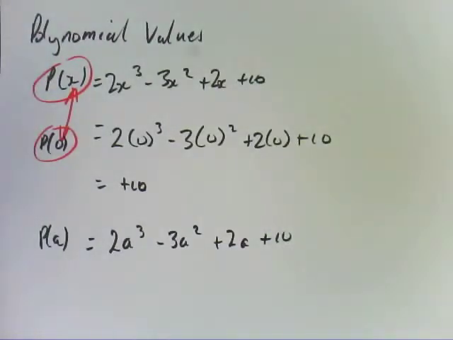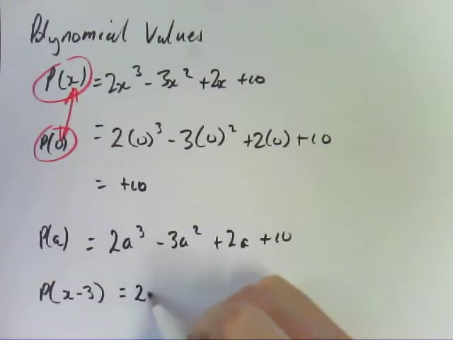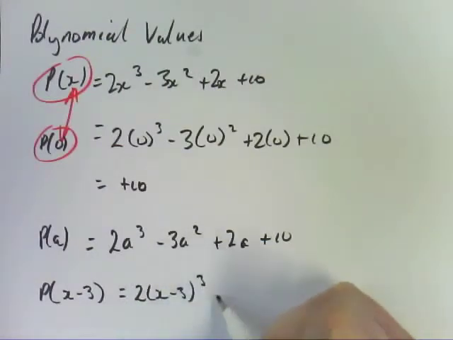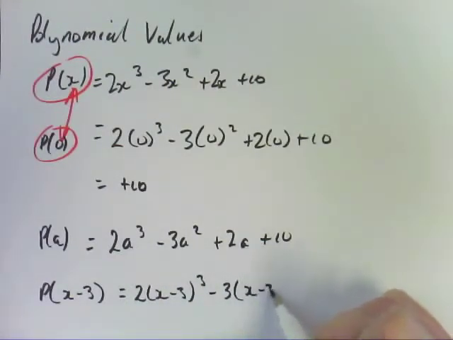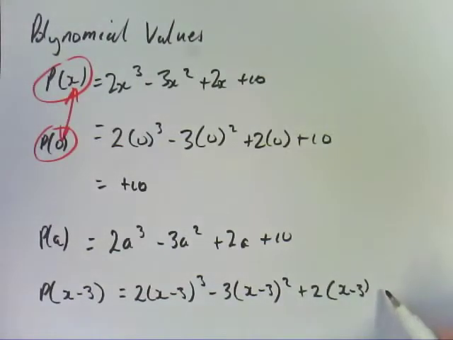Okay, it does get a little bit trickier. If you have a look at question k, it asks you to substitute x minus 3 in. But it's still the same thing. As long as you use the brackets, you'll be fine. So you just go 2(x minus 3) cubed minus 3(x minus 3) squared plus 2(x minus 3) plus 10. That's all it is. Alright, so that's polynomial values.